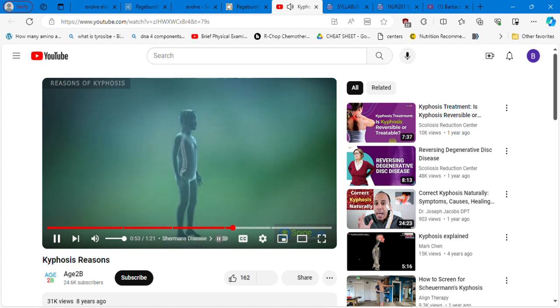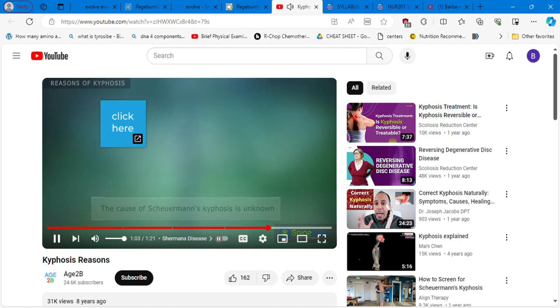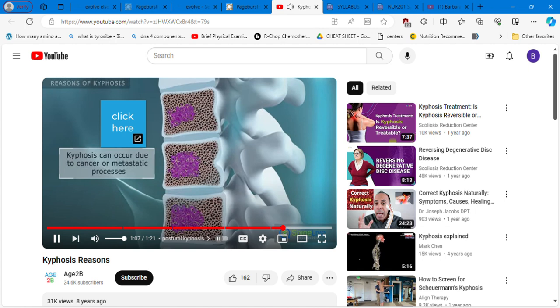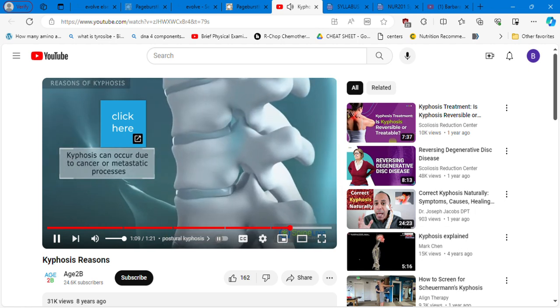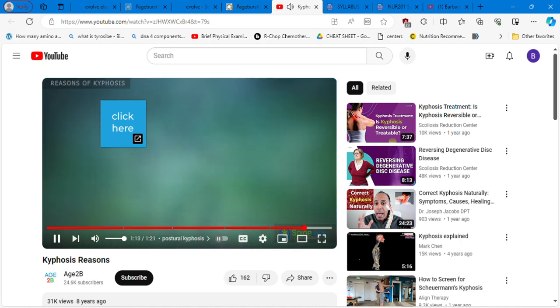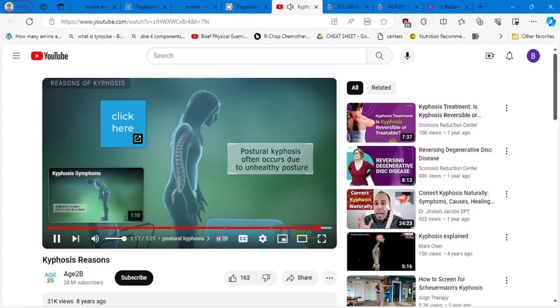Kyphosis of unknown etiology, which begins in adolescence before puberty, is called Scheuermann's disease. It is more common in boys and continues to worsen with age. Cancer or metastatic processes in the vertebrae can cause severe deformities that may result in kyphosis. Postural kyphosis most commonly occurs in teenagers due to unhealthy sitting positions.